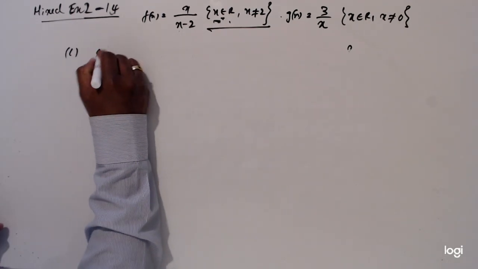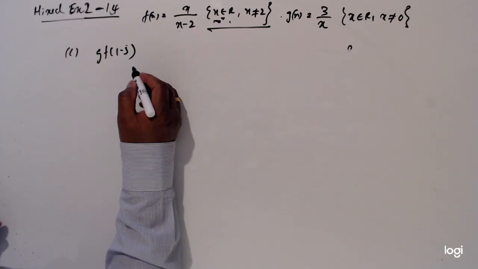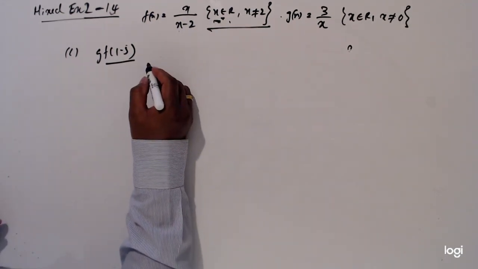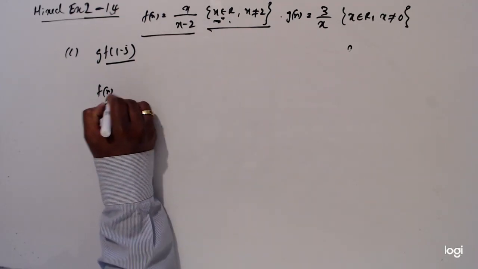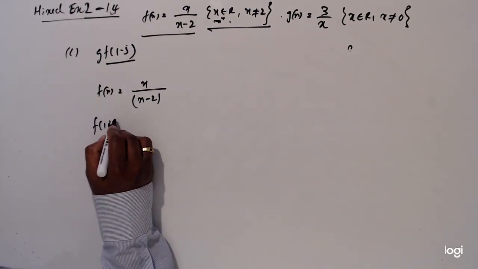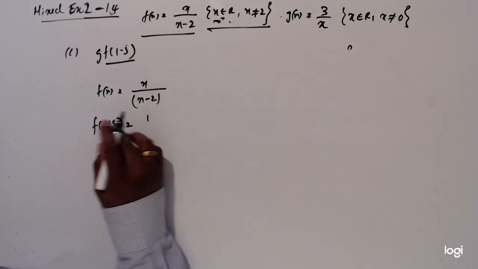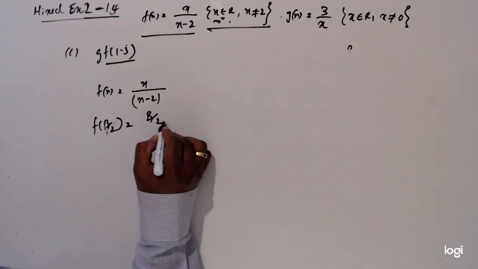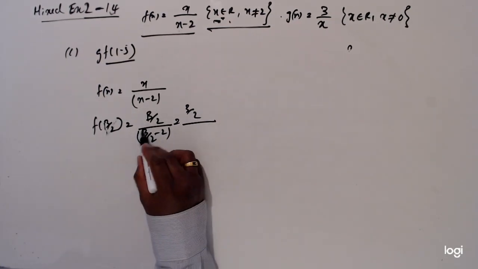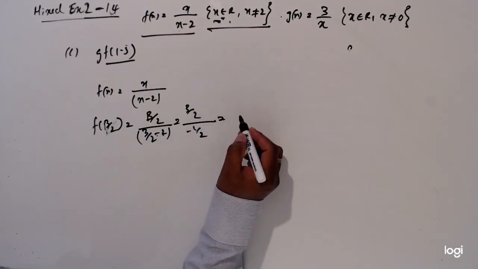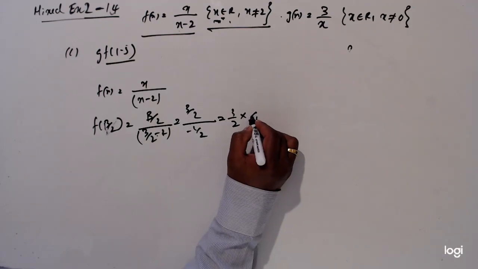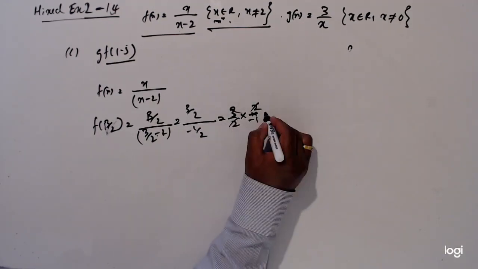Part C, we want to calculate gf(1.5). So we can find f(1.5). f(1.5) equals 3 over 2, over 3 over 2 minus 2. So this is 3 over 2. So 1.5 minus 2 is minus a half, that is minus 1 over 2. 3 over 2 times minus 1 over 2, that is minus 3.